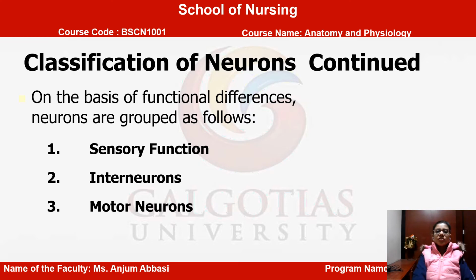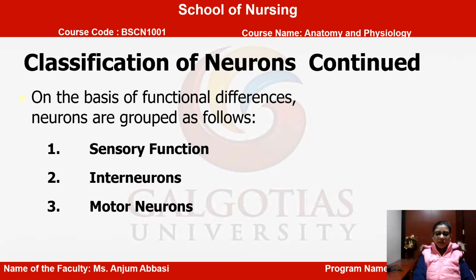Next is the classification of neurons. This is on the basis of their functional differences. What we have learned was also classification of neurons, but don't be confused: that was on the basis of their structure, like unipolar, like multipolar, and here we are learning on the basis of their functional differences. These are further categorized into three.